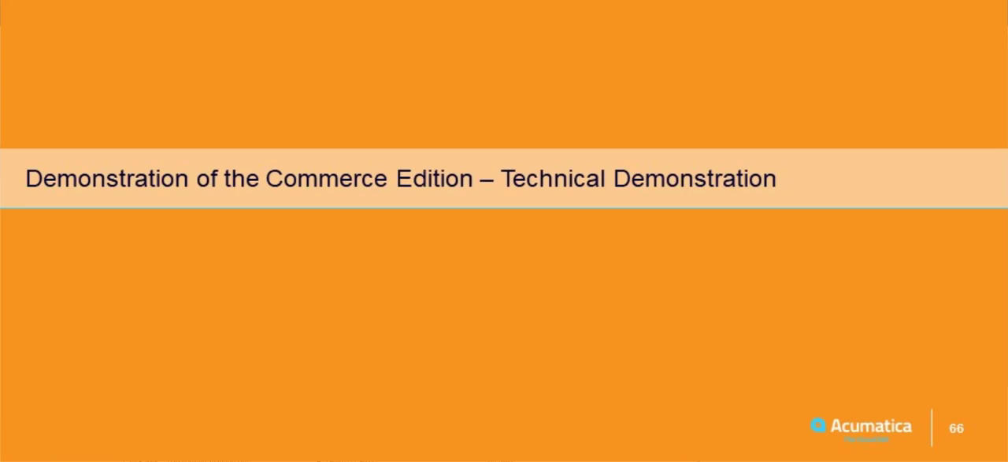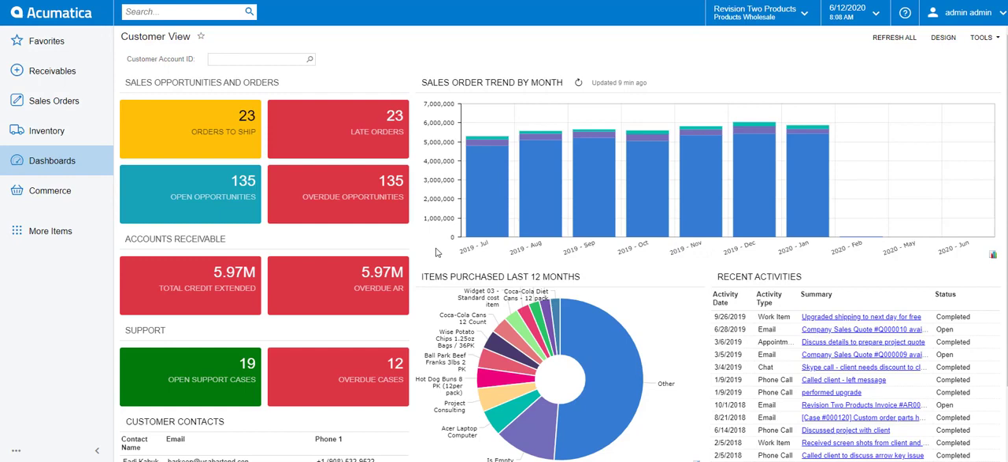Okay, let's take a look at the Acumatica Commerce Connector. So the Commerce Edition is essentially a Commerce Connector. It includes a Commerce Connector, which makes it possible to connect Acumatica to e-commerce platforms. When you enable the Commerce Edition, right now, there are mainly two pieces that are added to the system.